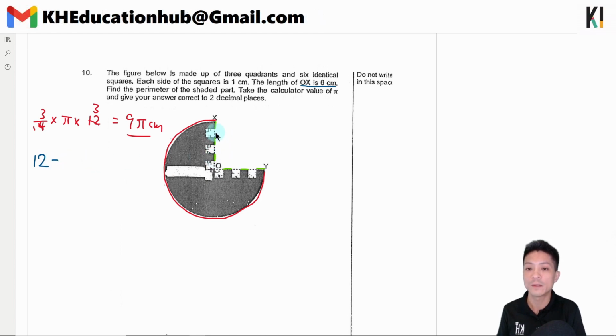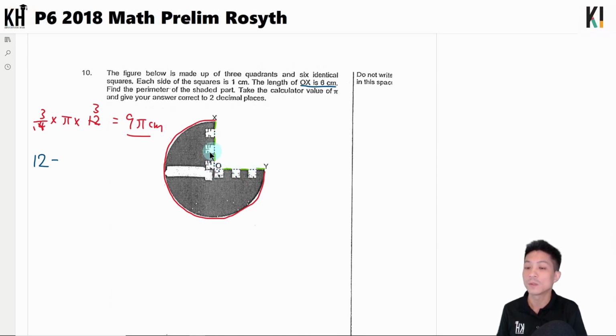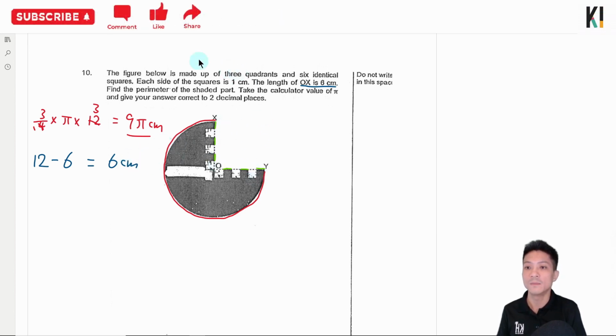Minus away, how many gaps are there? There's 1, 2, 3, 4, 5, 6. 6 gaps, and each one is 1 cm, right? So 12 minus 6 is equal to 6 cm. Okay, so this 6 cm is the green lines.